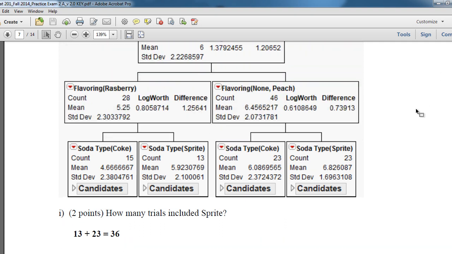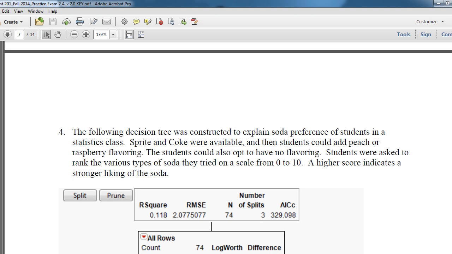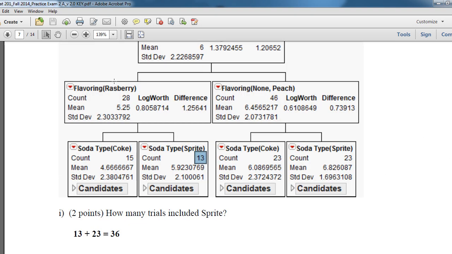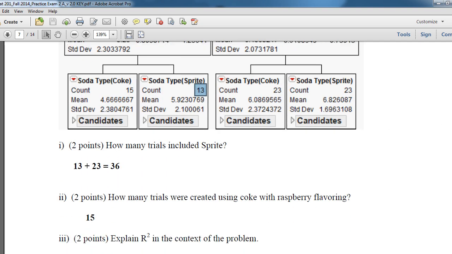How many trials included Sprite? So let's look at Sprite. We'll write here. We have that there are 23 people who tried Sprite over here. And over here we have 13 people trying Sprite. Those are all the people who tried Sprite. And if you notice, these leaves do not overlap. These are the bottom leaves down here, and they do not overlap. None of these leaves overlap actually, so I can't come up with a question to get you on that. But if you notice, these 13 and 23 come out of the total of 74. So we are definitely going to 2 different sides because you are following the path of regular Sprite or peach Sprite.